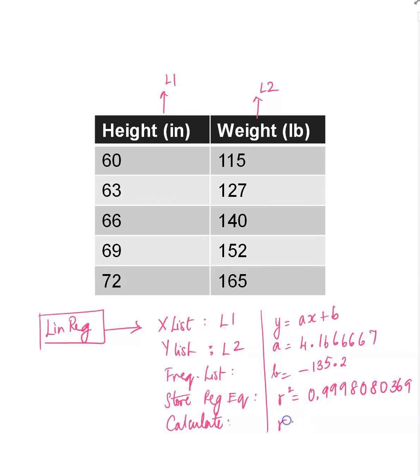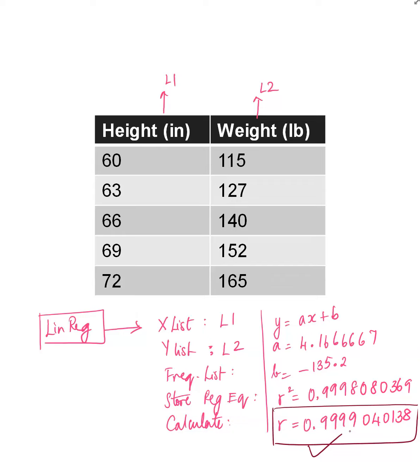Okay, so r squared comes out as 0.99980800369, and r comes out to be 0.999900128. Okay, and your focus should be on the r, not the r squared. You're going to use the r. This r is your correlation coefficient. So the calculator gives it to you right away. It does that complicated calculation in the background though, but it gives you r.